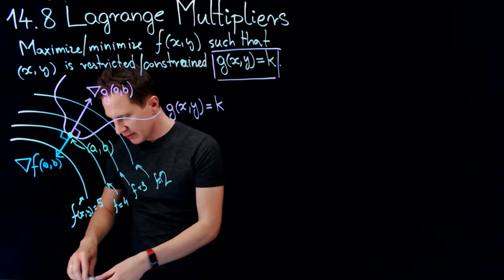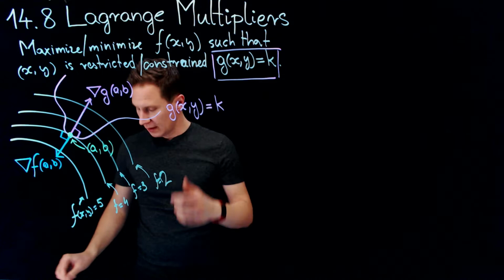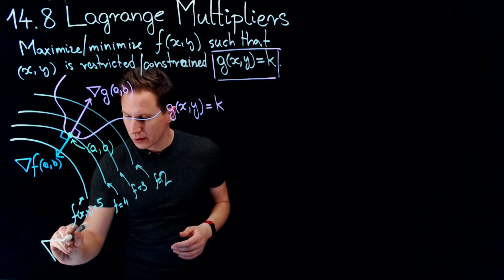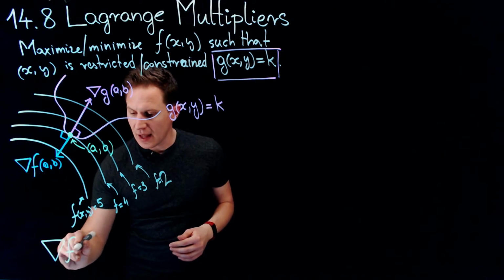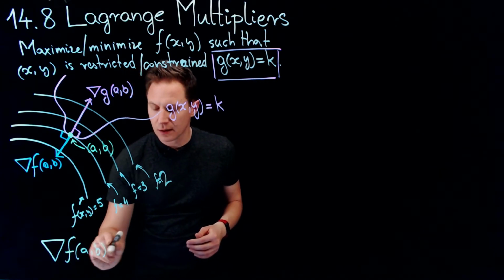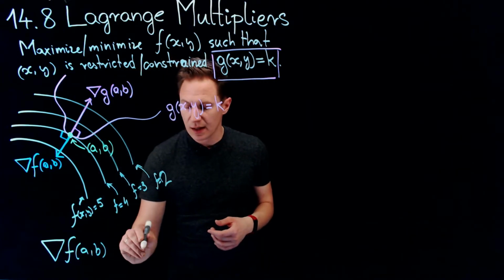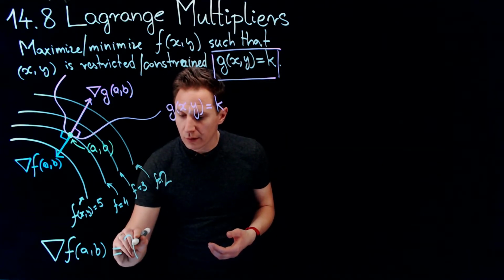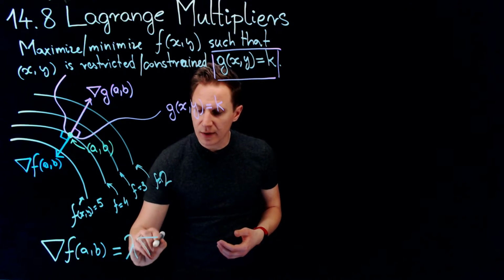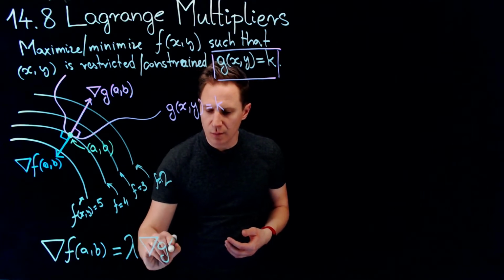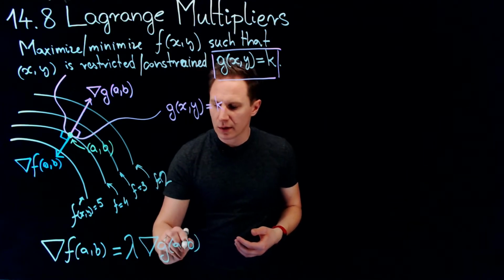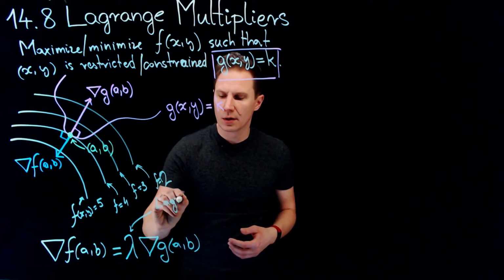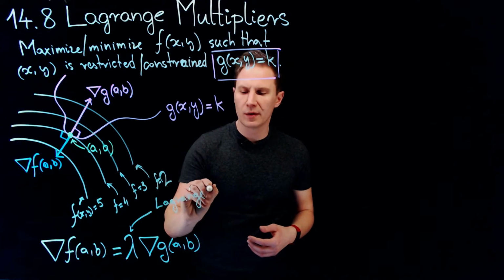So this gives us the method of Lagrange multipliers. What we can say for sure is that the gradient vector of f at (a, b) is a multiple of the gradient vector of g at (a, b). And this multiple, this number, is what's called a Lagrange multiplier.